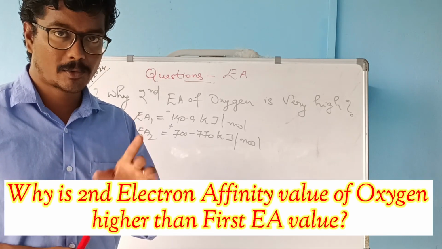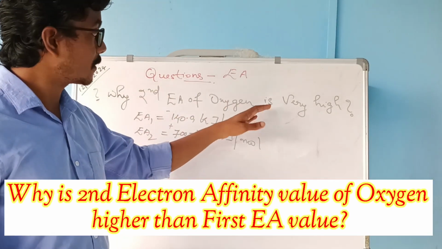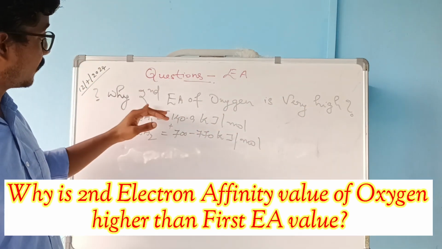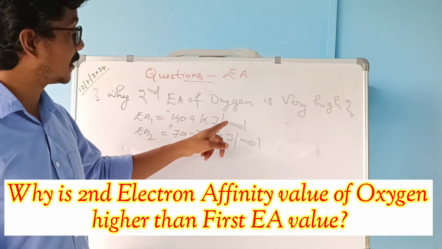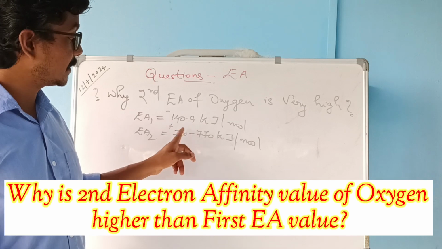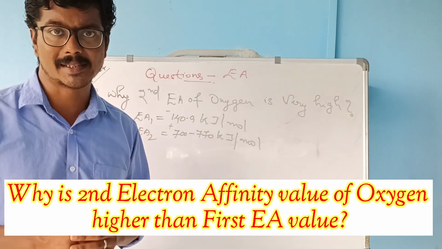Let's discuss one question here. Why is the second electron affinity of the oxygen atom very high? See, the first electron affinity of neutral oxygen is 140.9 kilojoule per mole. The second electron affinity is between 700 to 770. What's the reason behind it?